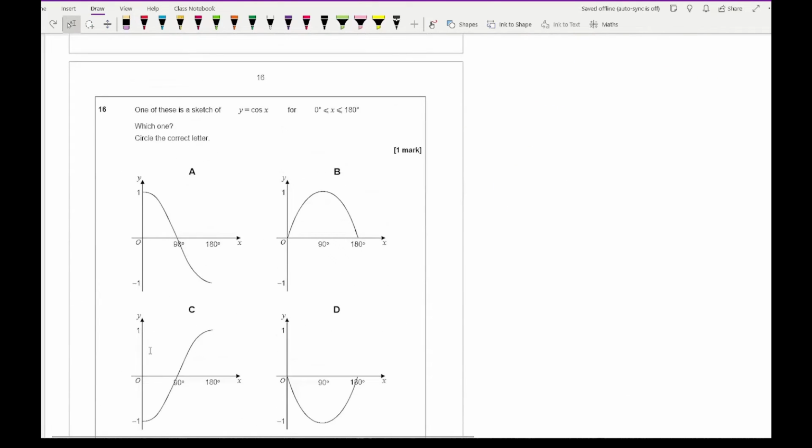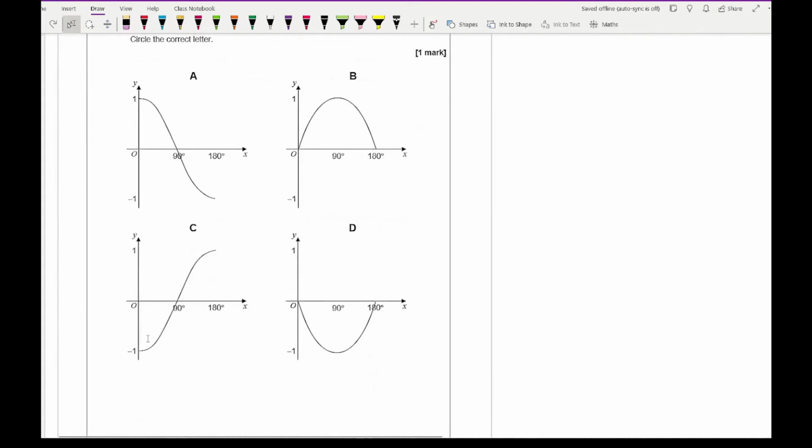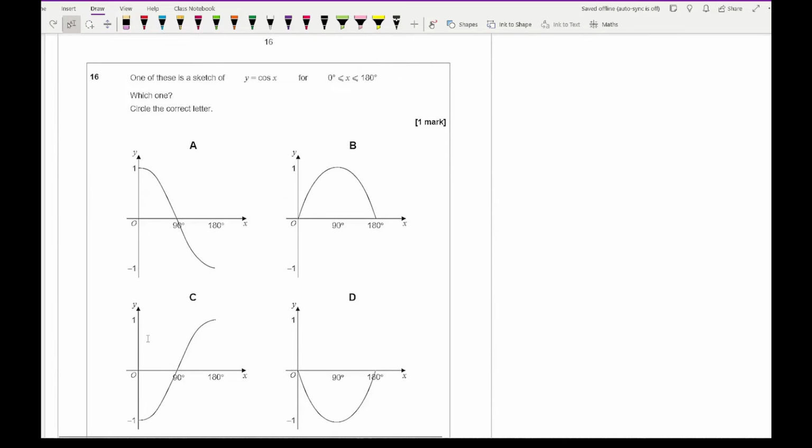Then moving on to question 16, so let's just zoom back in. The question is asking, one of these sketches is y equals cos x, which one is it? And the correct one you should highlight is going to be A.